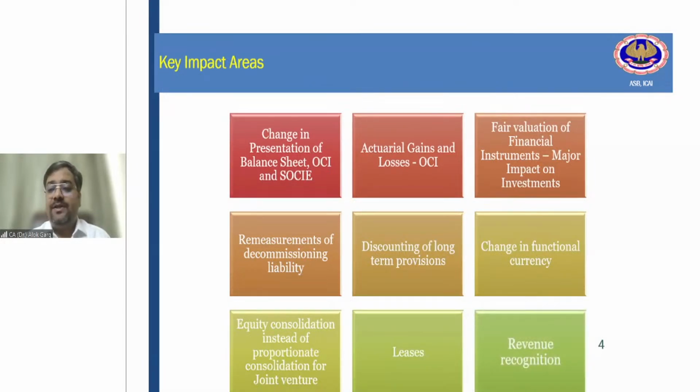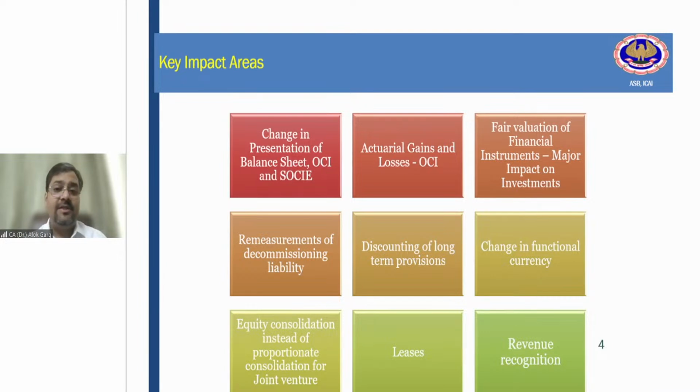Changes in presentation of balance sheet, OCI and SOCI. If you see an Ind AS financial statement, you will find that the format of the balance sheet has been changed, right? Earlier, in IGAAP, it was first equity, liability, then non-current asset, then current asset. But in Ind AS, it starts with assets. When you look at an Ind AS balance sheet, you will find that assets come first, then equity, then liability, right?